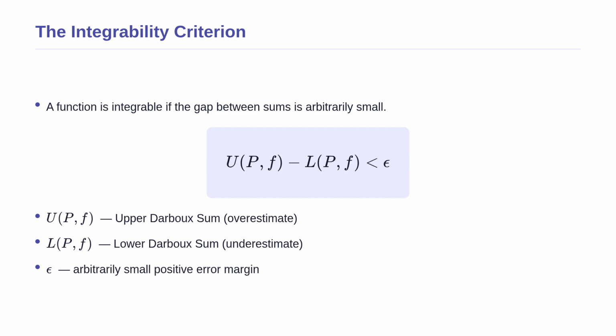Let us look at the symbols. U is the upper Darboux sum, our overestimate. L is the lower Darboux sum, our underestimate. Epsilon represents our chosen error margin, an arbitrarily small positive number. If we decrease epsilon, we demand a tighter approximation, which means we must use a finer partition with more points to ensure the gap between our overestimate and underestimate stays below that shrinking threshold.